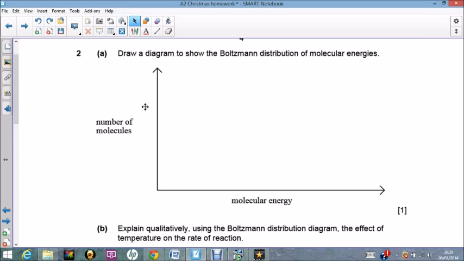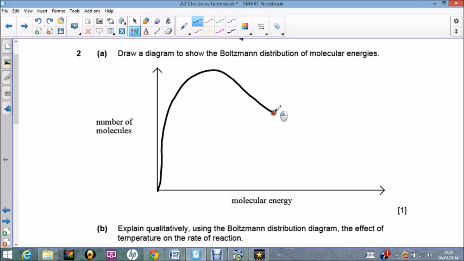Question 2. Question 2 asks me to draw a diagram showing the Boltzmann distribution of molecular energies. This is a synoptic question from AS. Must remember that a Boltzmann curve starts at 0, 0, sharp increase, tailing off but never meeting 0. Key points about this curve: sharp increase here, doesn't ever meet the horizontal axis and doesn't curve back up at the end. 1 mark for the diagram.